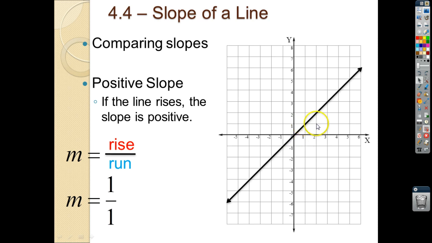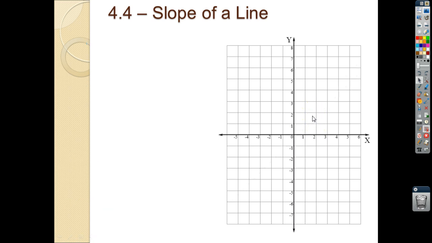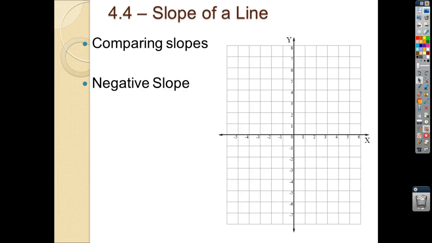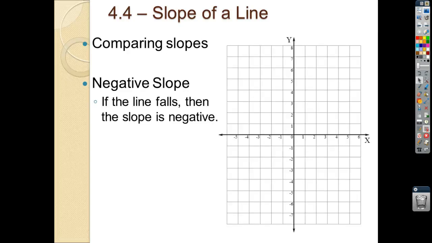Input an extra another one, output an extra one. It keeps rising the same as much as I input. All right, comparing slopes. Negative slope. This means as I increase the input, my output is going to decrease. And hopefully you can recognize this one.